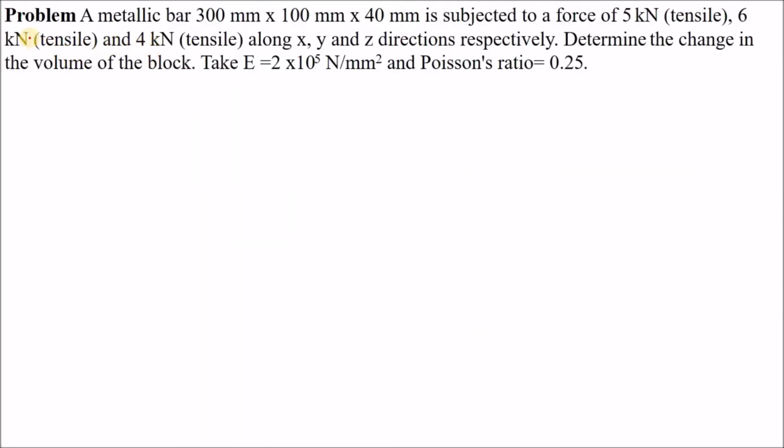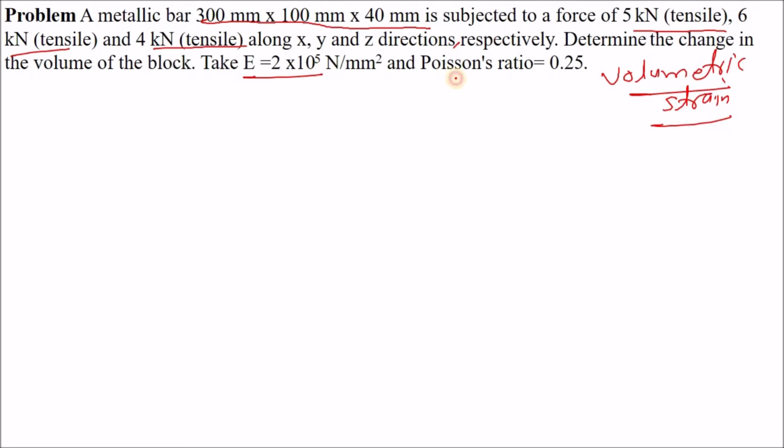Let's solve the second problem. This problem is regarding volumetric strain. The question gives us a metallic bar 300 mm into 100 mm into 40 mm, subjected to a force of 5 kN tensile, 6 kN tensile, and 4 kN tensile along the x, y and z directions respectively. The volume is given to us. To determine the change in volume of the block, the E value, Young's modulus, and the Poisson ratio mu are given.